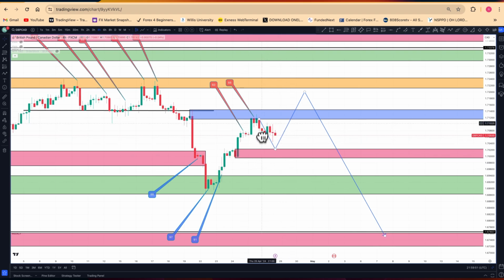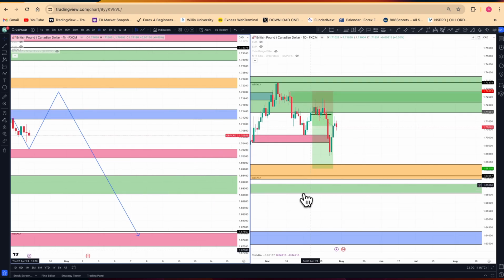And in this case, for this new demand zone to be created, I also suspect something here. I suspect we'll see a further move to the upside before the massive drop, which is possible for this market to start dropping from here. But this is what I'm expecting from GBPCAD.